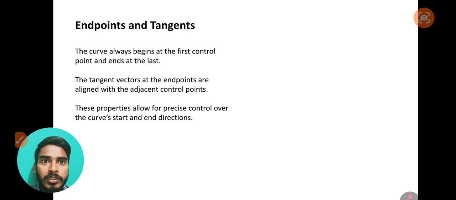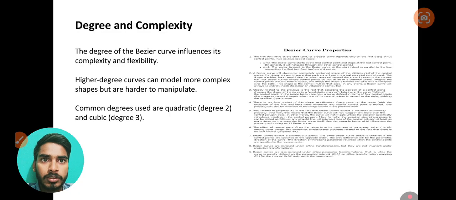Endpoints and tangents. The curve always begins at the first control point and ends at the last. The tangent vectors at the endpoints are aligned with the adjacent control points. These properties allow for precise control over the curve's start and end directions.